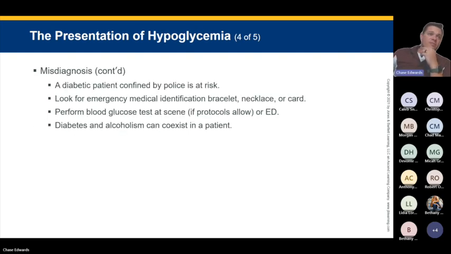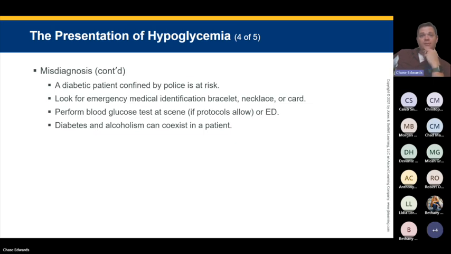All right, so continuing on misdiagnosis. A diabetic patient, like I just talked about, if they're confined by the police, can be at risk. An emergency medical identification bracelet, necklace, or card can help save those patients' lives in those types of situations, so look for those things. A CBG test performed at the scene, if the protocol will allow that, or at the emergency department, will identify the real problem.